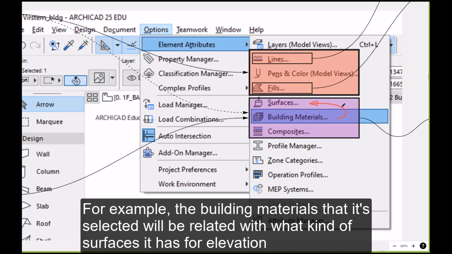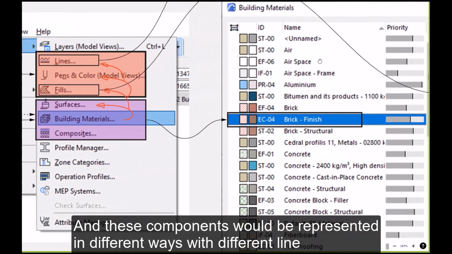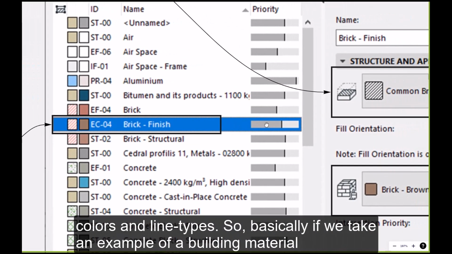For example, the building material that is selected will be related to what kind of surfaces it has for elevation or 3D purposes. For different views, like plans and sections, they can be represented with different types of fills. And these components would be represented in different ways with different line colors and line types.